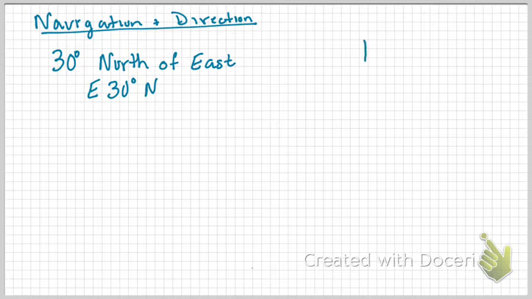Now, if you look at the coordinate plane, I don't know if any of you ever thought about the coordinate plane as a compass, but it is north, south, east, and west. The coordinate plane is just really a compass, or a compass is a coordinate plane. I don't know which way it goes. So when I say 30 degrees north of east, what does that angle look like?